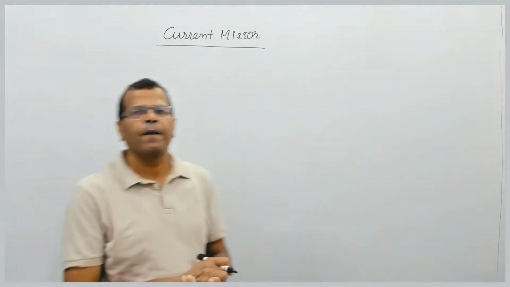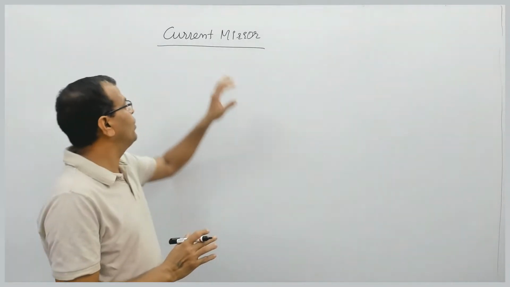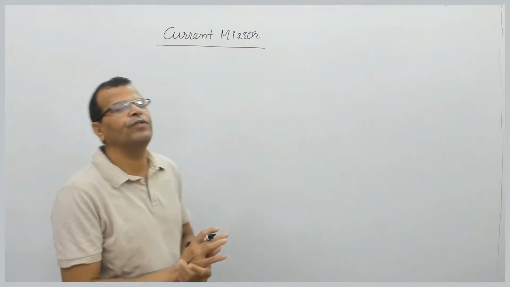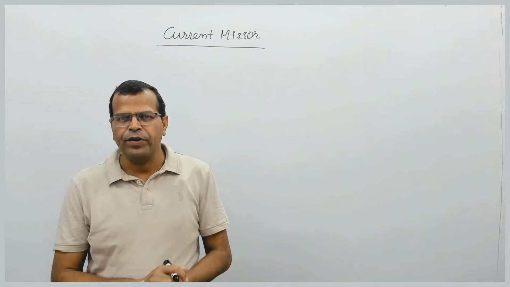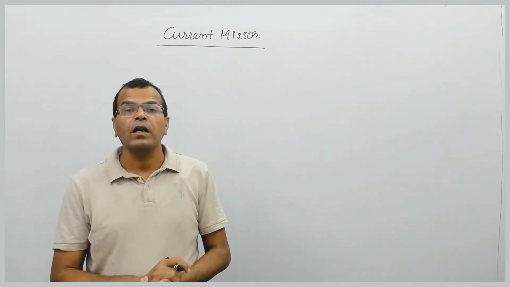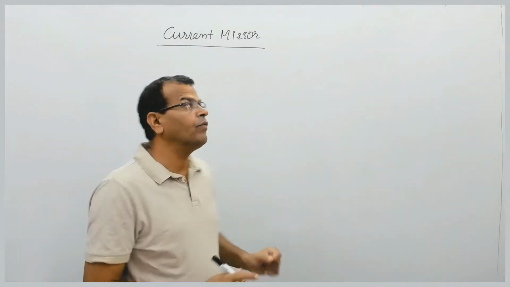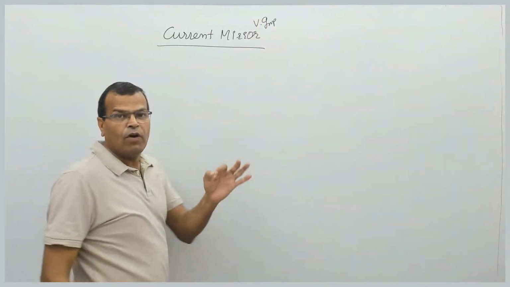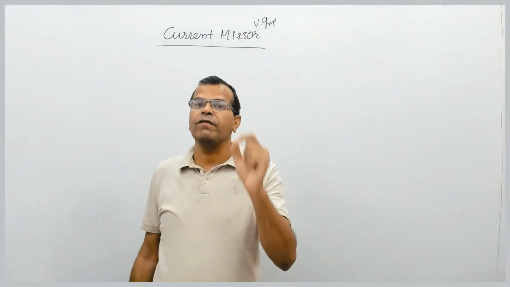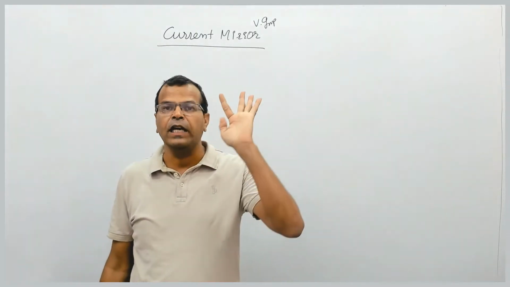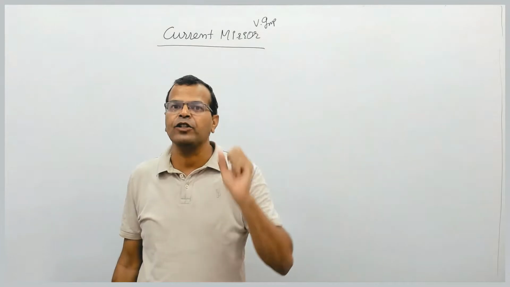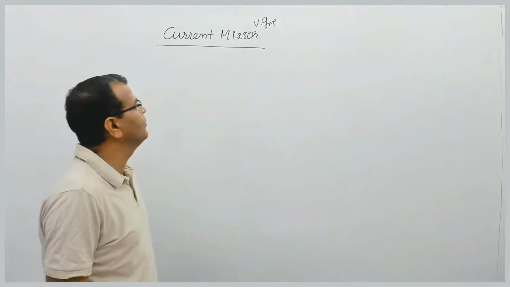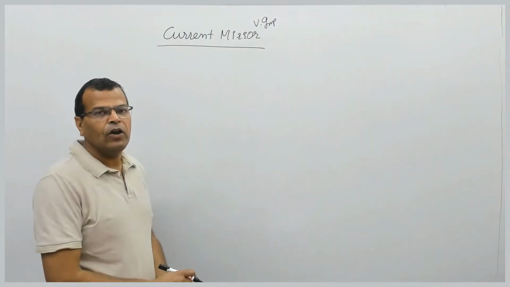Hello friends, now we are with the current mirror circuit. It is the last circuit of compound configurations. Current mirror circuit is very important for all the exams, that is for engineering services, for GATE and for civil services, for all the three branches: electronics, electrical and instrumentation engineering. So this is the last but very important circuit of EDC and analog electronics.